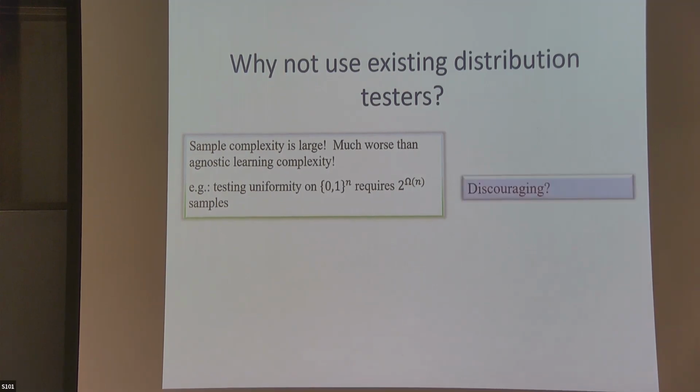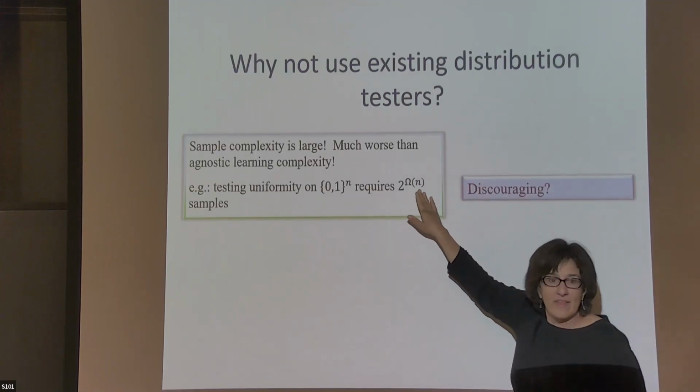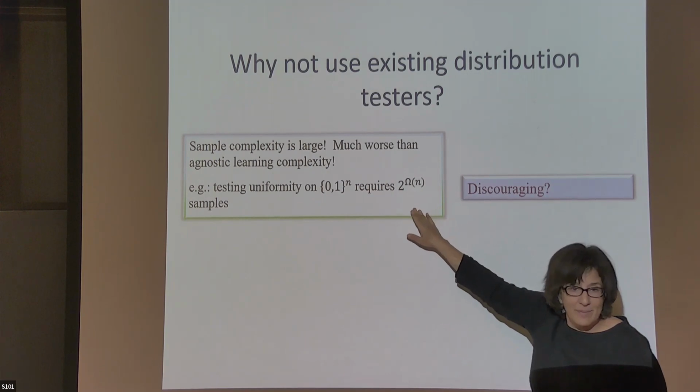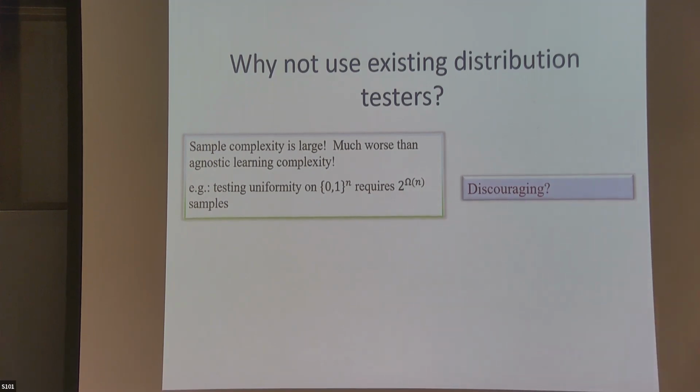Okay, so is this discouraging? The main point is this is much worse than the agnostic learning complexity. In particular, all the gain we got out of using a distributional assumption, we lost by testing the distributional assumption. So this is not great. So the question is, just a minute.